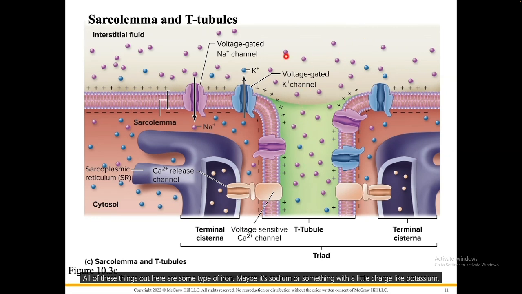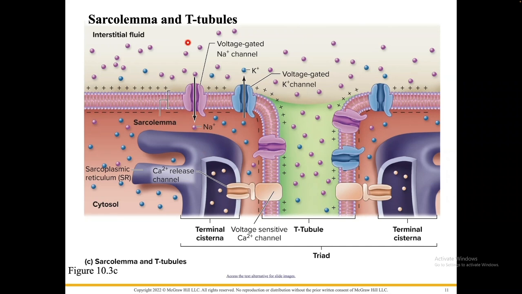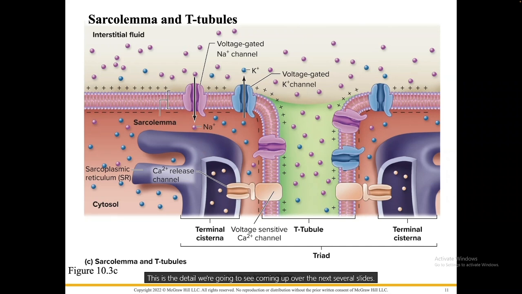All of these things out here are some type of ion. Maybe it's sodium or something with a little charge like potassium. And in order for this muscle to do work, some of the chemicals have to go from outside to inside. This is the detail we're going to see coming over the next several slides, but I just want to plant the seeds now. Here we're seeing some channels that are ion specific, to allow potassium to go from out to in and allow sodium to go from in to out.